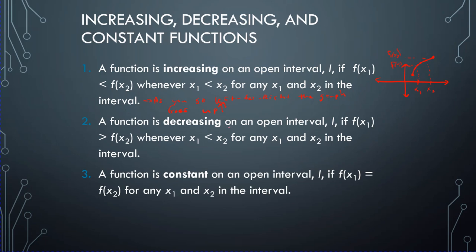Now decreasing is the flip. A function is decreasing on an open interval I if f of x1 is greater than f of x2 whenever x1 is less than x2. This is for any x1 and x2 in the interval. Let me show you this. Decreasing would be something like this: x1 is less than x2, but f of x1 is greater than f of x2. Sticking with my analogy, as you're walking along the graph, as you go left to right, you go down. The graph goes down.